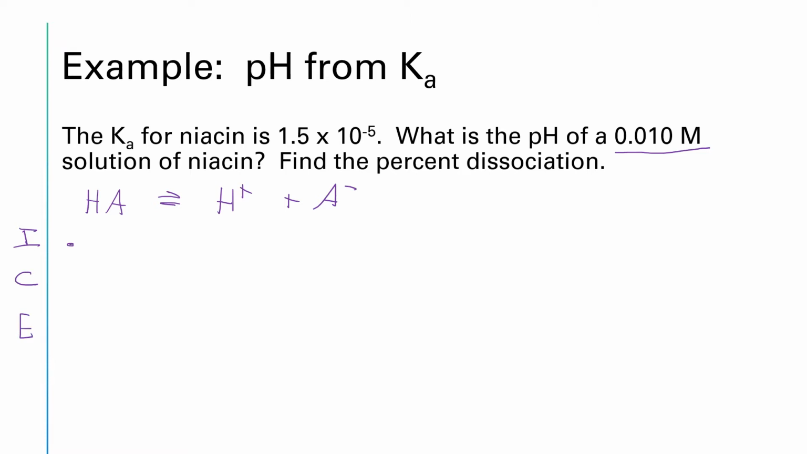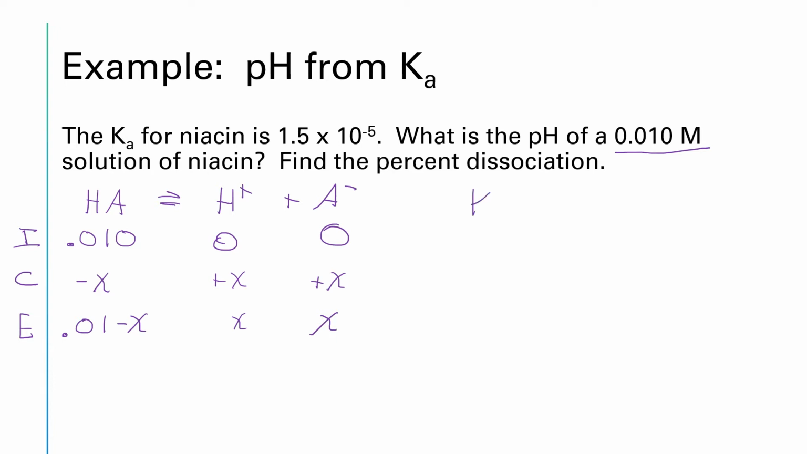HA initial is 0.01, H plus initially is 0, and A minus initially is 0. So this has to go in the forward direction. Right now Q would be equal to 0. That's smaller than K, so it goes in the forward direction. So the change for HA will be minus X, for H plus it'll be plus X, and for A minus it will be plus X. So at equilibrium for HA, we will have 0.01 minus X, X, and X.